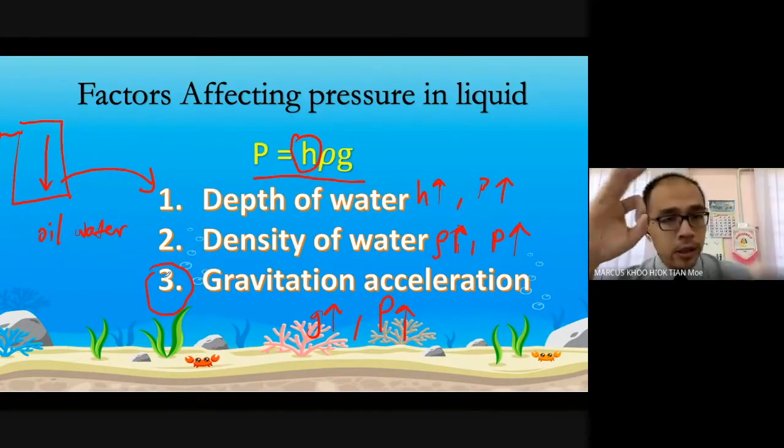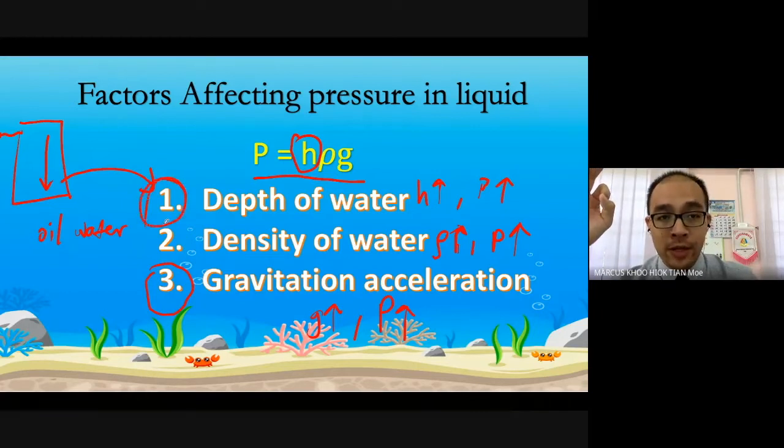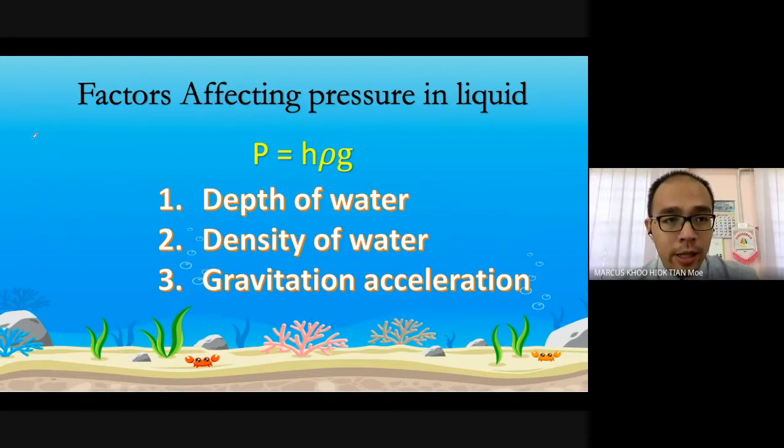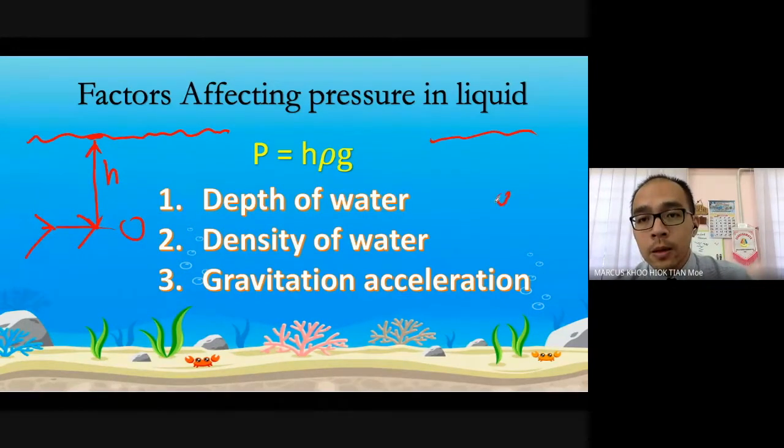But of all the three, the most important to remember is the first one, the depth of water. Let's say this is a diver. Don't get me wrong, okay? So the depth of water is counted from the surface until where the person is. This is H. Not from the seabed to here, that is wrong. It is counted from the water surface to here.